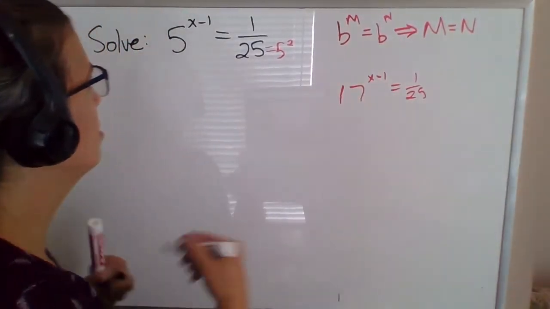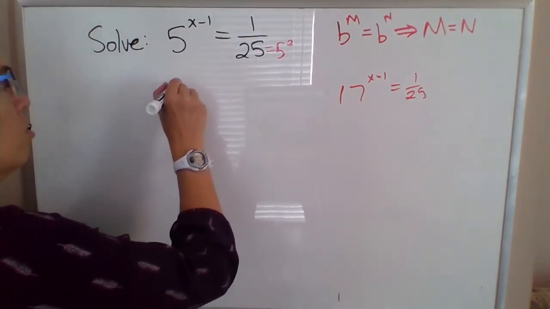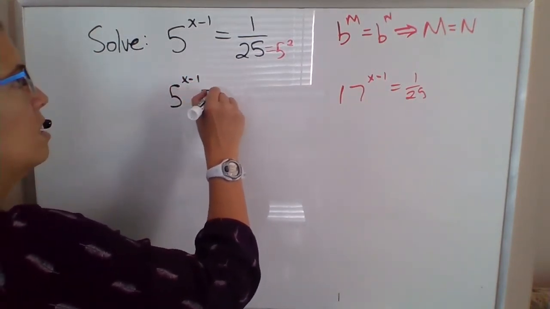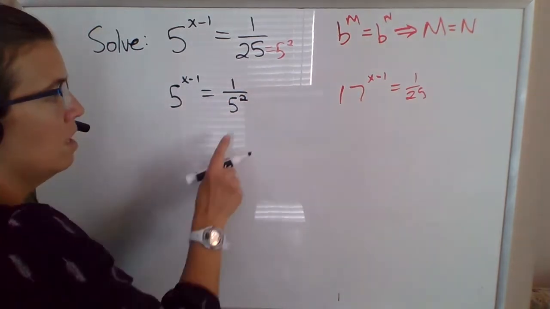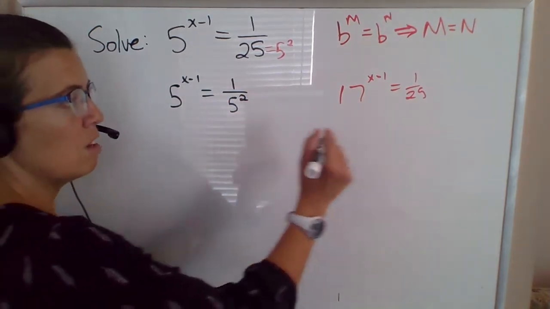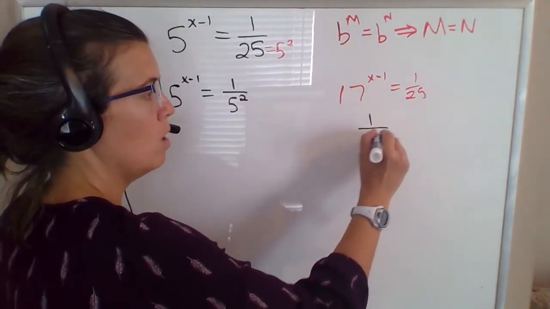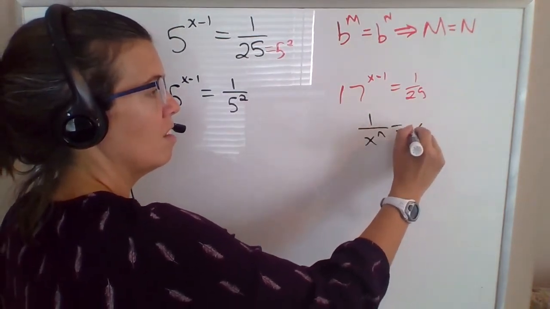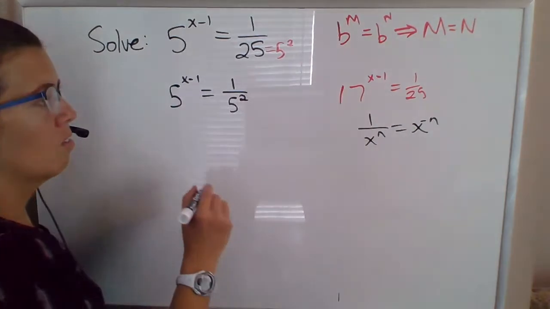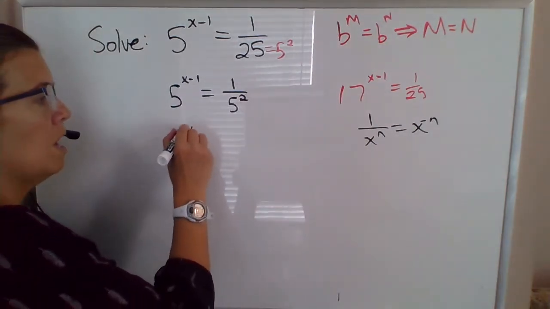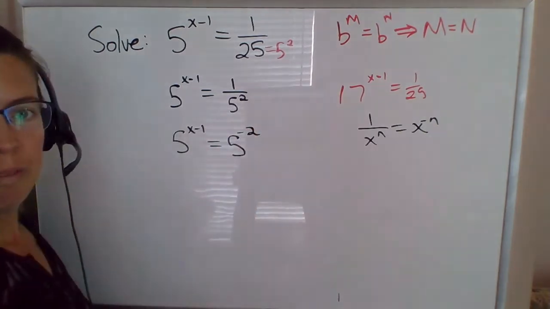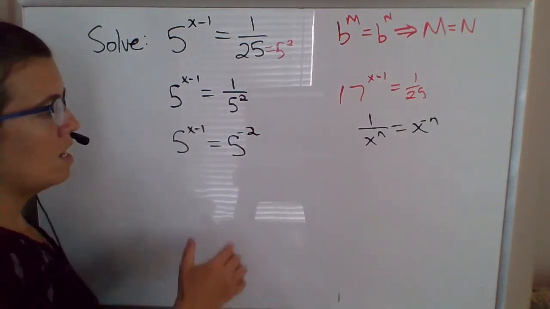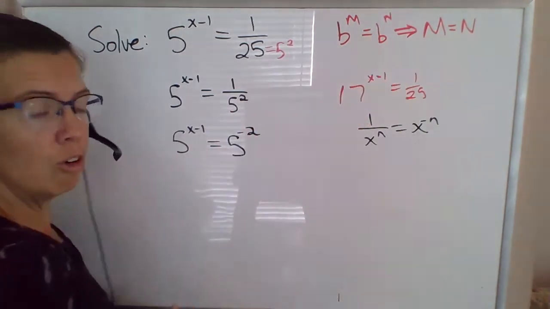So this equation is equivalent to 5 to the x minus 1 equals 1 over 5 squared. And there's a property of exponents that says if you have 1 over x to the n, that's equal to x to the negative n. So if we have 1 over 5 squared, that's equal to 5 to the negative 2. And now we've got an equation written exactly in that form.